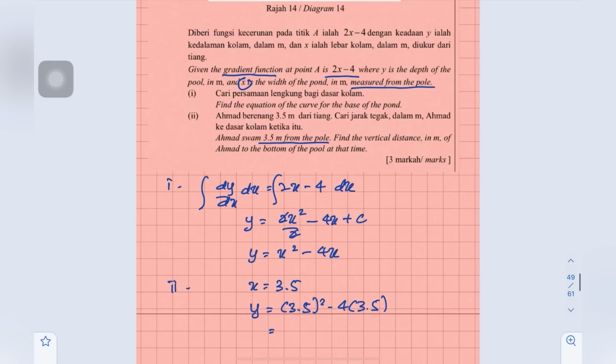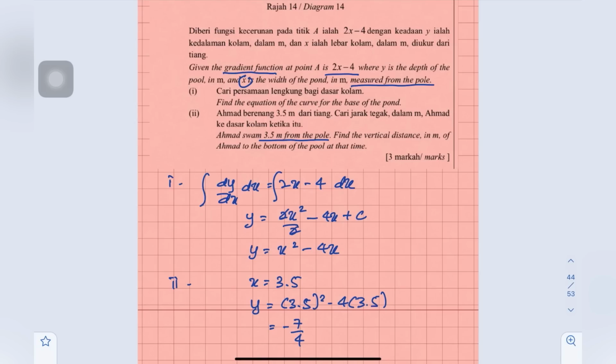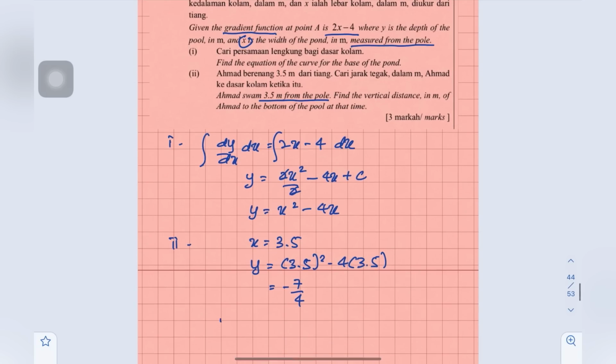Okay, so then we will get negative 7 over 4. Distance is always positive, so the distance is 7 over 4.